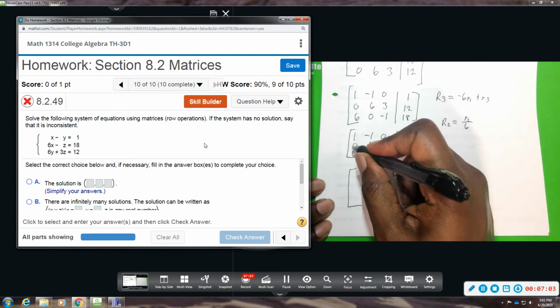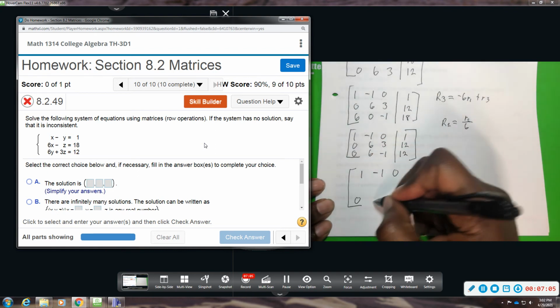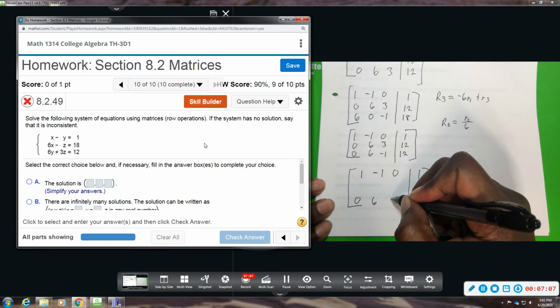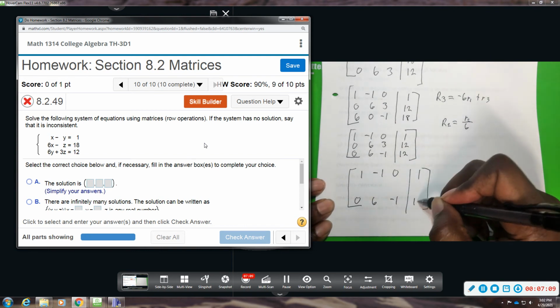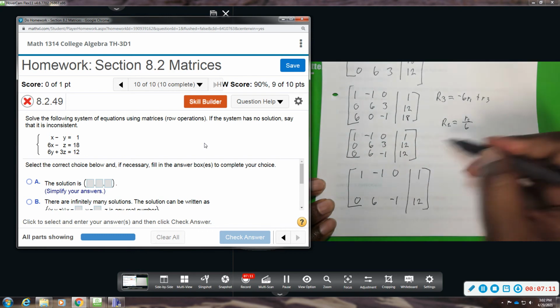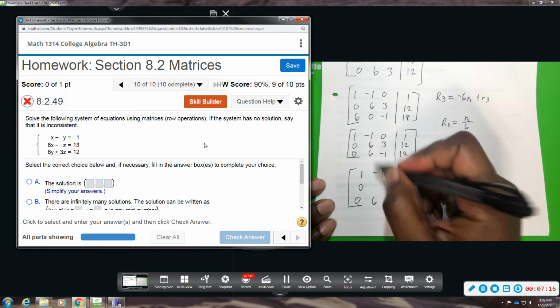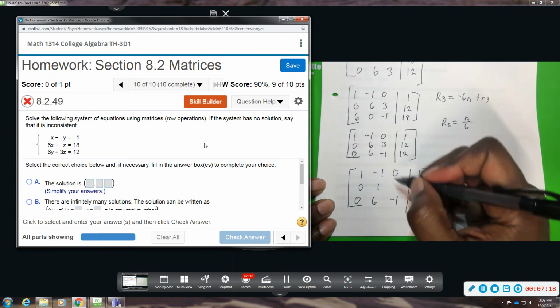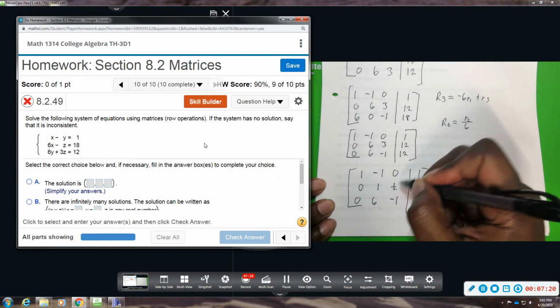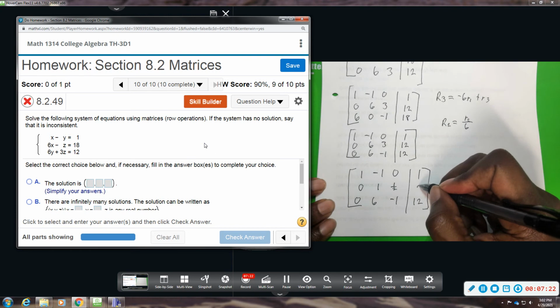And then here we go. We're going to change that row: 0, 6, negative 1, 12. So I'm going to divide this by 6 to get that middle term to be a 1. So we get 0 divided by 6, 1 divided by 6. That's 1/2 divided by 6. That gives us a 2.